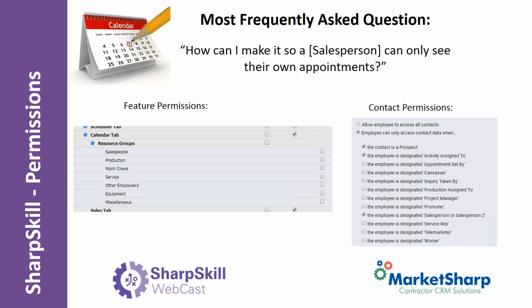By unchecking all the resource groups, what it does is it removes the sales calendar and the production calendar, making it so the only calendar they can see is my calendar. So that's the first step, making it so the only calendar they see is my calendar. The next step is by double checking and making sure that they can only see contacts that are assigned to themselves. This makes it so they can only see their own data in other areas of the database as well, besides the calendar.